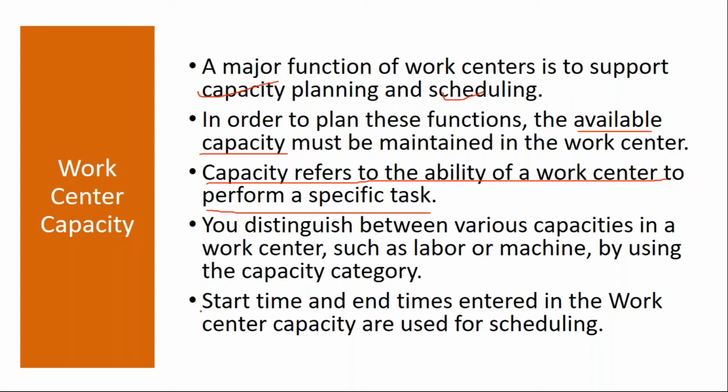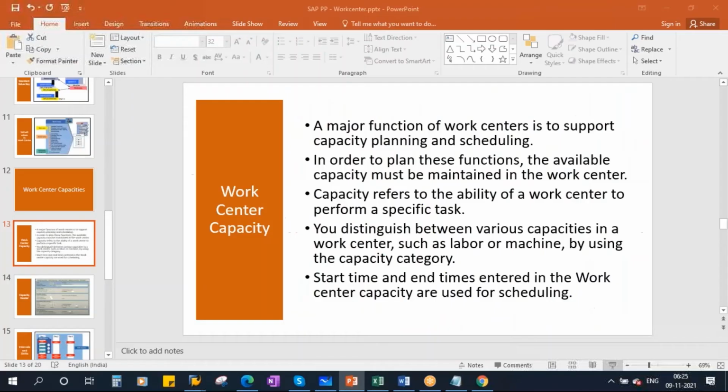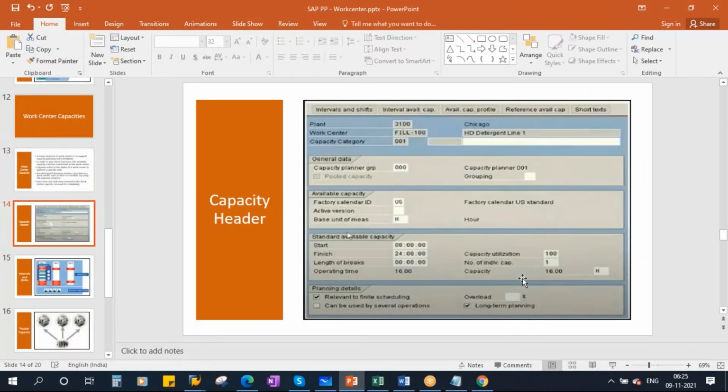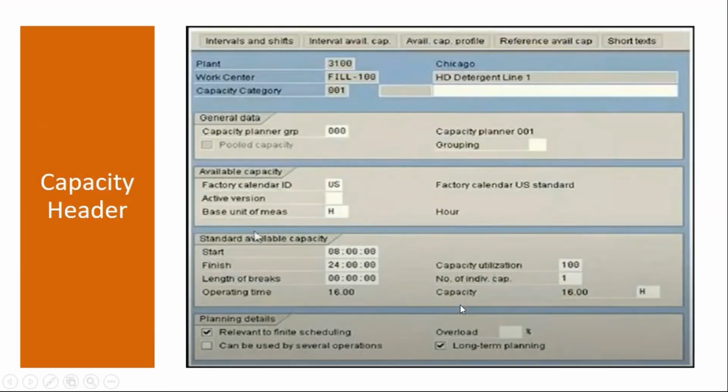Start time and end time entered in the work center capacity are used for scheduling. So if you see this, you will understand. Here in the capacity header, you will maintain every day machine start time and machine finish time and its break time. Accordingly, it will calculate its capacity. So how many hours the machine can work per day, that is called standard available capacity. This is very important.